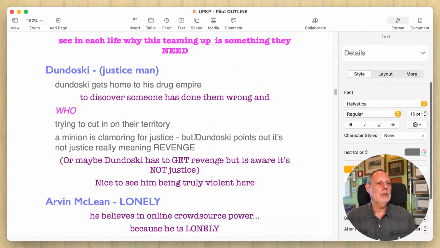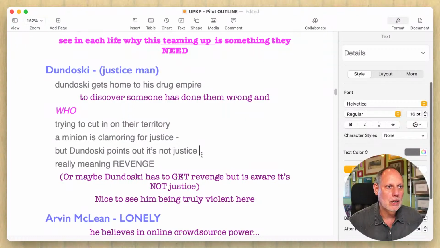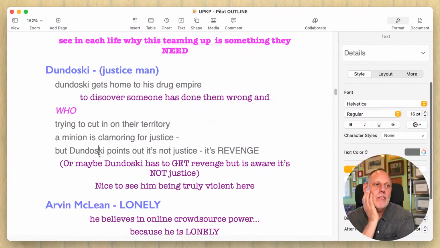Well, that's actually not true. It is justice. This is interesting. Maybe I have to change it, because right now, essentially, someone has broken the law of dealing. So that would be justice. But I want Dondosky to point out the difference between justice and revenge. So that's an interesting question. What I want to get here is a moral question.